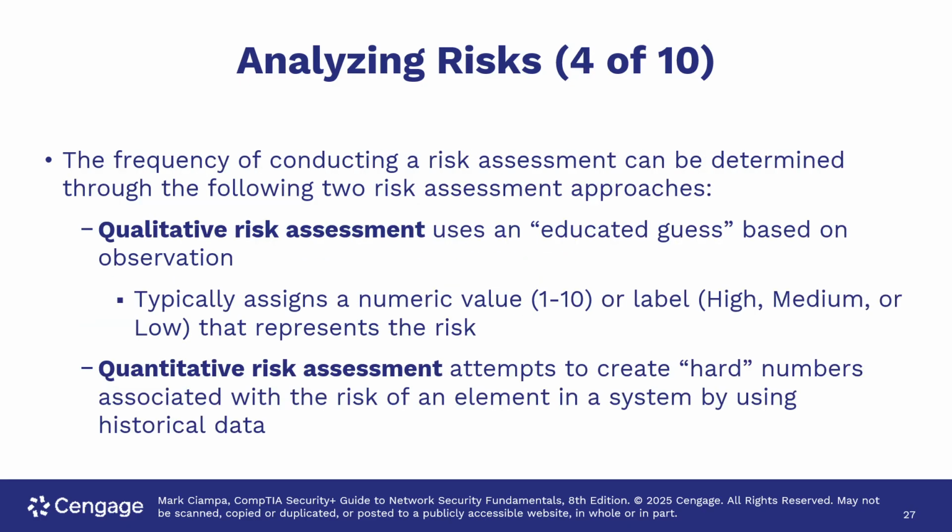So the frequency of conducting a risk assessment can be determined through the following two risk assessment approaches. A qualitative risk assessment uses an educated guess based on observation, typically assigns a numeric value 1 to 10 or label high, medium, or low that represents the risk. Quantitative risk assessment attempts to create hard numbers associated with a risk of an element in a system by using historical data. So if it uses historical data, it's quantitative. If you're observing or guessing, it's a qualitative assessment.